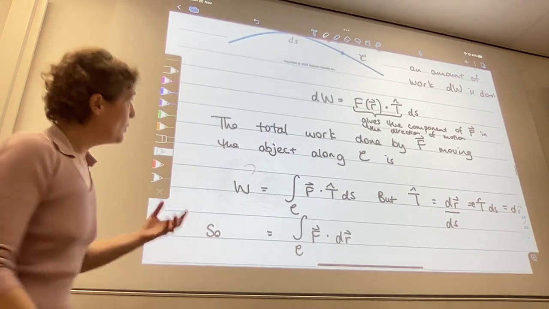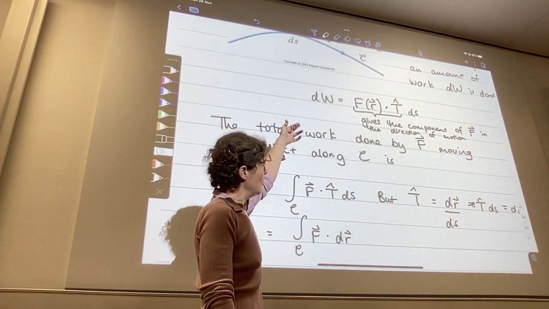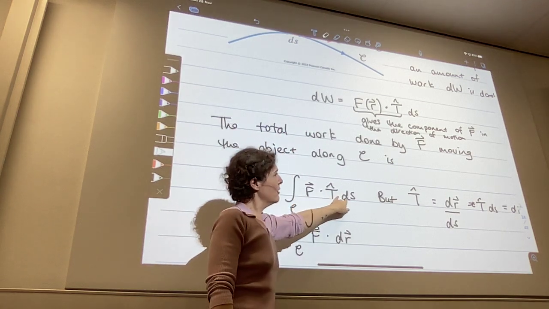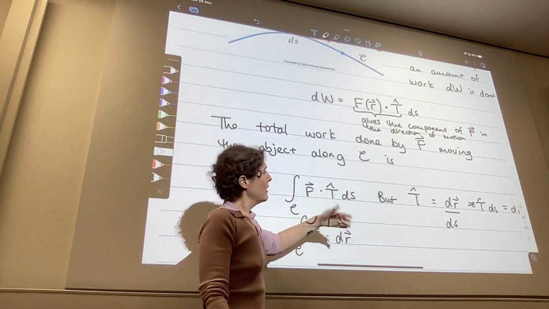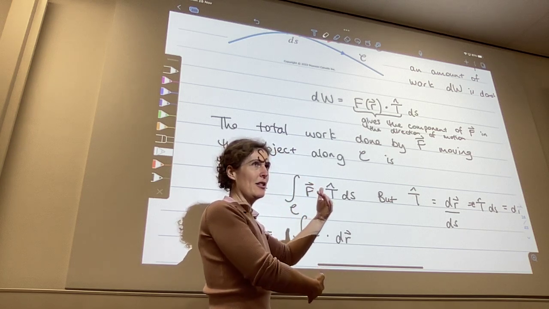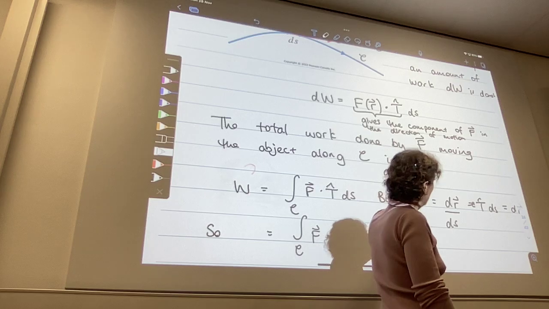And then what I need to do is sum all those up. So I need the integral of dW, but really what I'm doing is an integral along the curve of all these little bits that I'm finding. And suddenly we are integrating vector fields. That's what we're doing. Okay, so what is our little tangent?